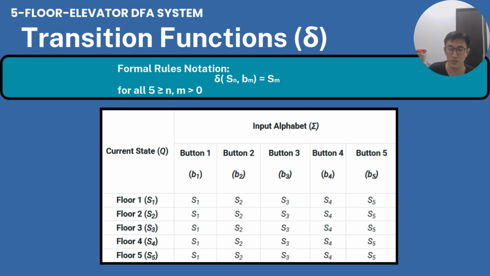Below shows the transition table of our DFA system. It gives a very brief overview of our transition function. For example, at floor 1, S1, if we click on the button B1, we will remain at floor 1, S1. If we are at floor 2, S2, and we click on button 5, we will move up to floor 5, S5. Similarly, if we are at floor 5, S5, and we click on button 3, we will go down to floor 3, S3.